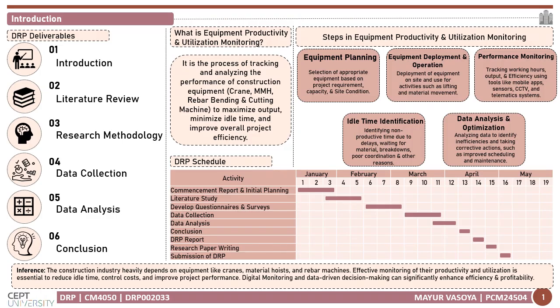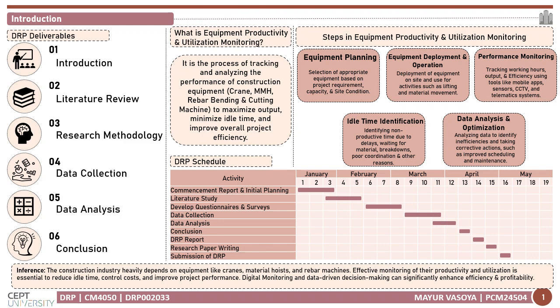After the monitoring, idle time is identified. Idle time means the equipment is available but not doing productive work due to waiting for material, breakdowns, poor coordination, or workfront delays. Finally, the collected data is analyzed to identify inefficiency and take corrective action, such as improved scheduling, maintenance planning, and better coordination between the site teams. So, the main idea of this research is that equipment productivity can be improved only when the equipment use is monitored continuously and decisions are taken based on actual site data.